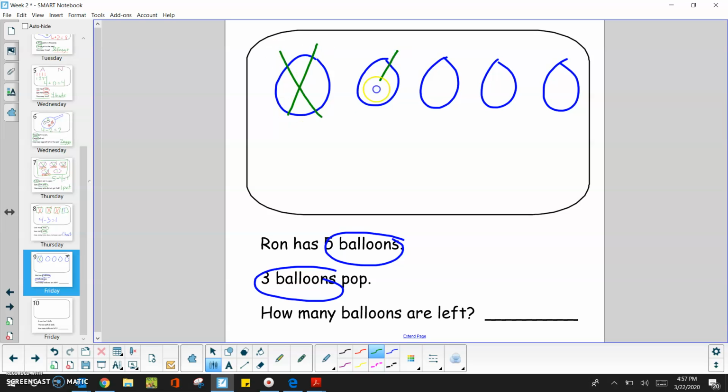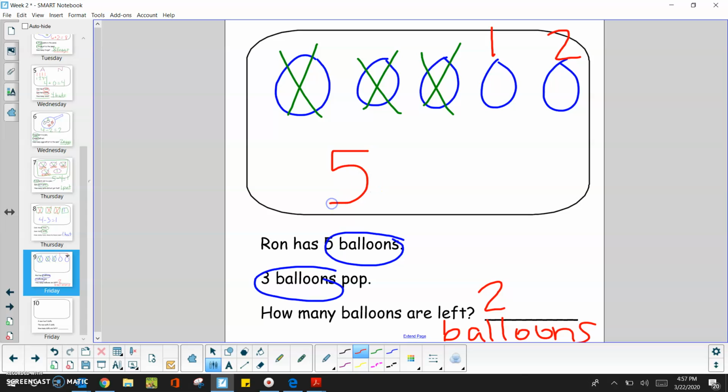Ready? 1, 2, 3 of those balloons are gone. Let's count how many balloons we have left. Ready? We have 1, 2 balloons left. So how many balloons are left? We have 2. I'm not going to be able to fit the word balloons next to it, so I'm going to just come down here and write it. 2 balloons. Ron had 2 balloons left. So our math sentence we were taking away. So we're going to say 5 balloons, and we took away 3 of them. So now we have 2 balloons left.